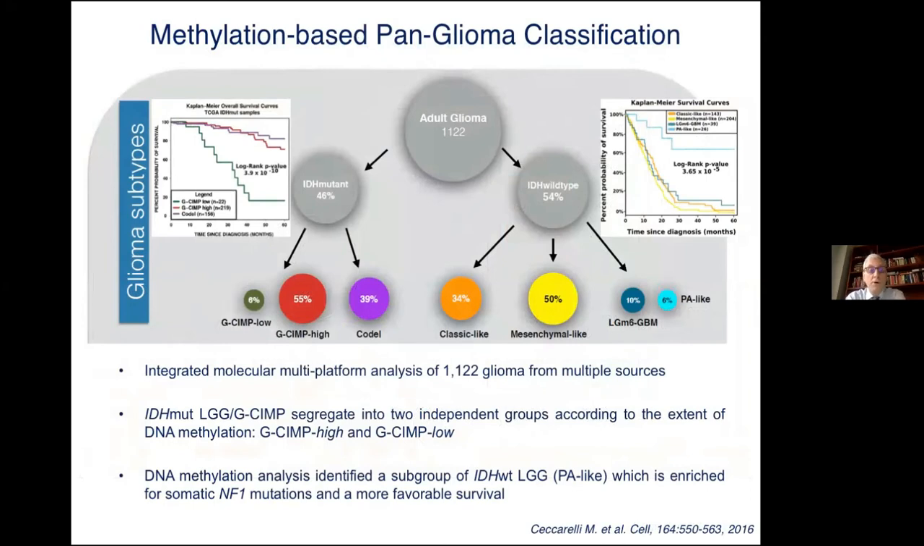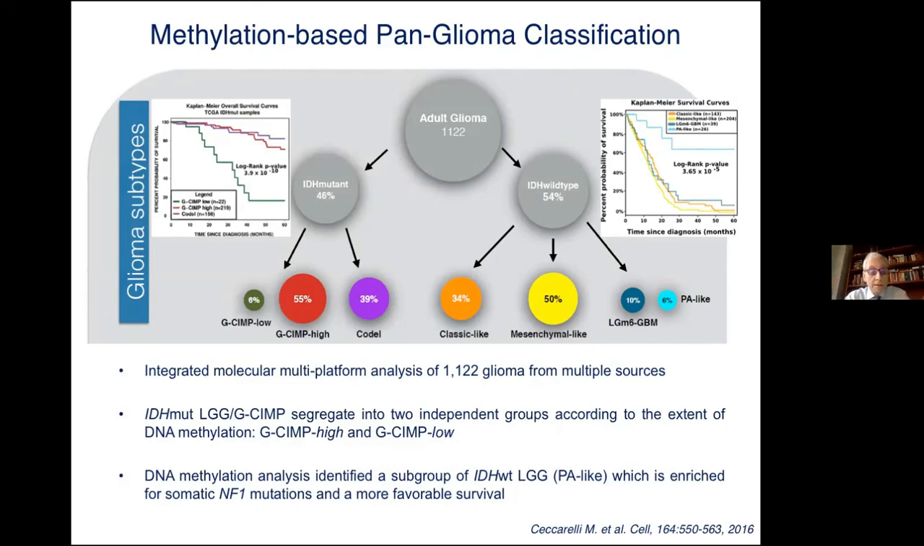Following the report of the lower grade glioma, we decided to generate a new working group, again in the context of TCGA, that we called panglioma. The purpose of this group was to assemble the largest cohort of gliomas that was available at the time. As you can see, it reached over 1,100 gliomas of any grade. Thanks to this large data set, we have been able to identify different subtypes, both within the IDH mutant and the IDH wild type, using a classifier that is primarily based on DNA methylation.